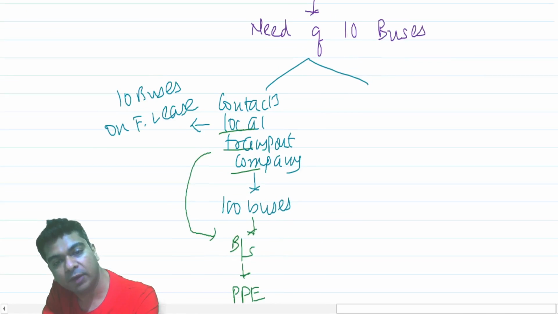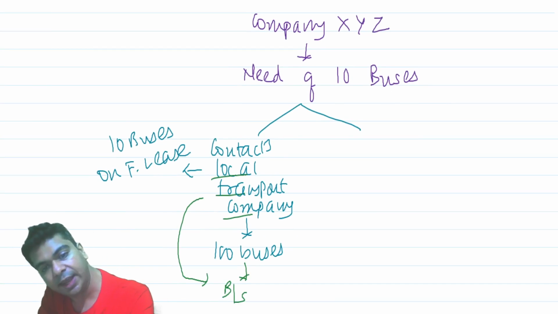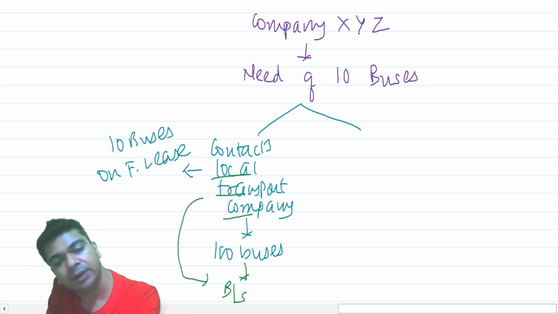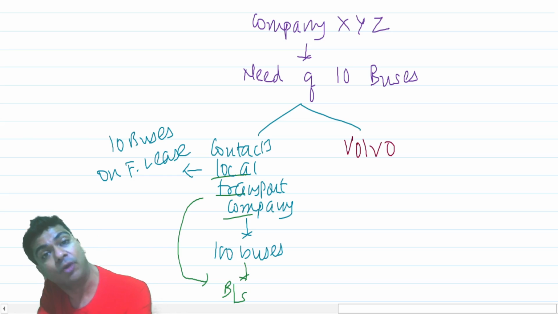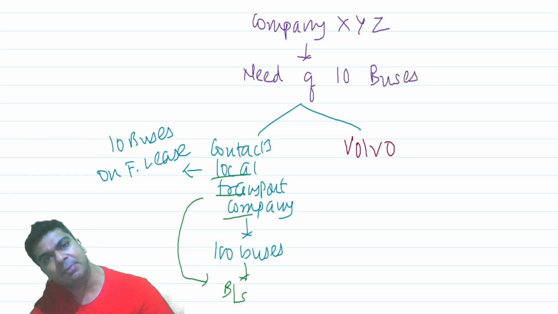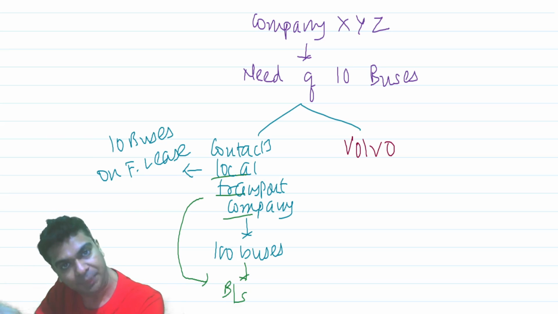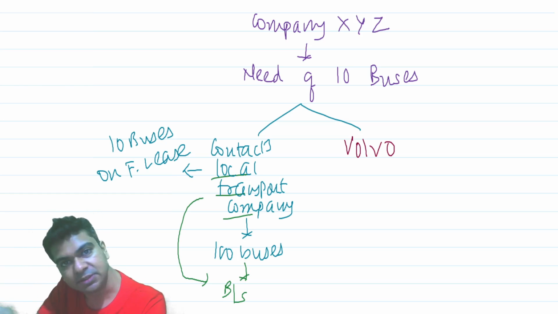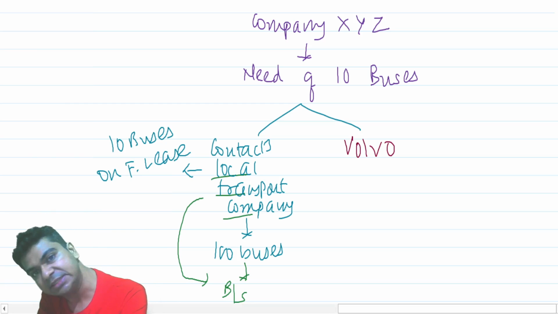Coming back again over here. You are saying company XYZ has a need of 10 buses, and it is contacting a local transport company. Instead, what this company does is contact Volvo, a manufacturer of buses. Why should I really contact a local transport company? I'm in need of 10 buses, let's say, and we are contacting the manufacturer directly. We are asking the manufacturer that, see, you are already manufacturing buses. Can you spare 10 buses for us? We want to enter into a finance lease arrangement.